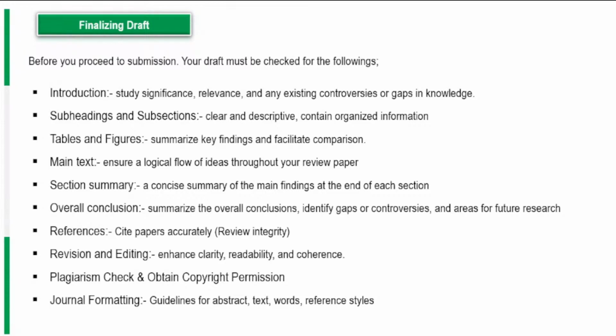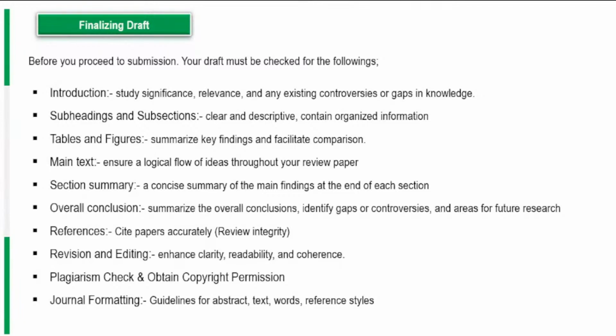Anyway, I'm having this problem because I'm using a split PC and I don't know how to use this Google Meet like that. I usually present with WebEx or Zoom. So this is the page I was talking about: introduction, subheadings, people and figures, plagiarism check, and copyright.